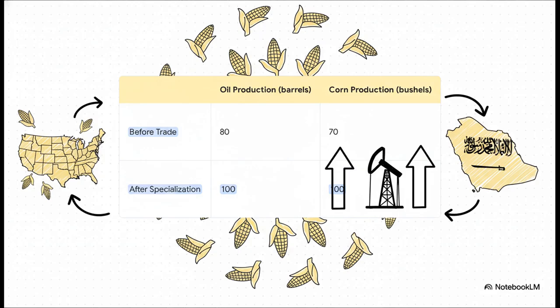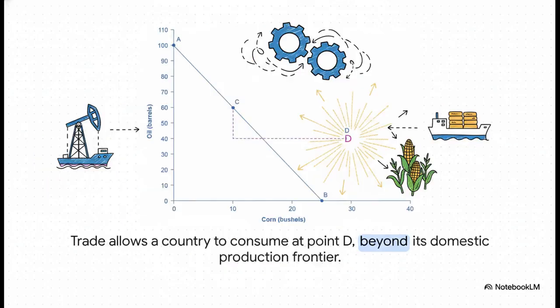Okay, now watch this. This is where it gets cool. When they specialize based on their comparative advantage, the US goes all in on corn, Saudi Arabia goes all in on oil. Look what happens to the numbers. Total world production literally jumps from a combined 80 barrels of oil and 70 bushels of corn to 100 of each. They've just created more wealth out of thin air, with the exact same resources, just by cooperating. And this, right here, is the magic of trade.